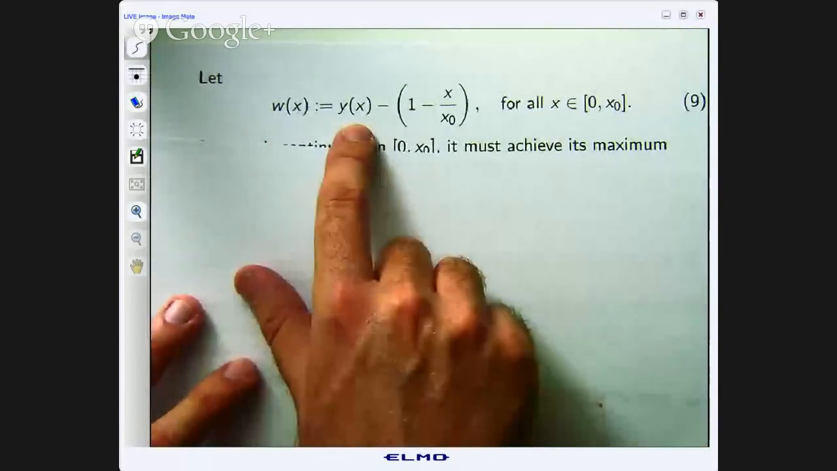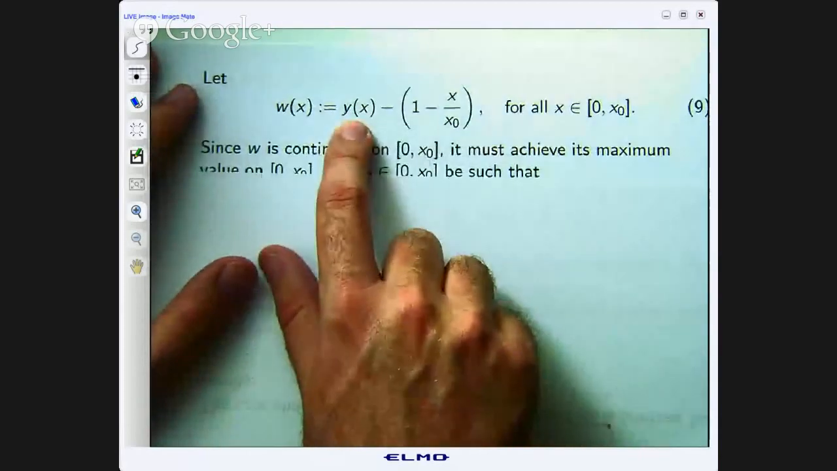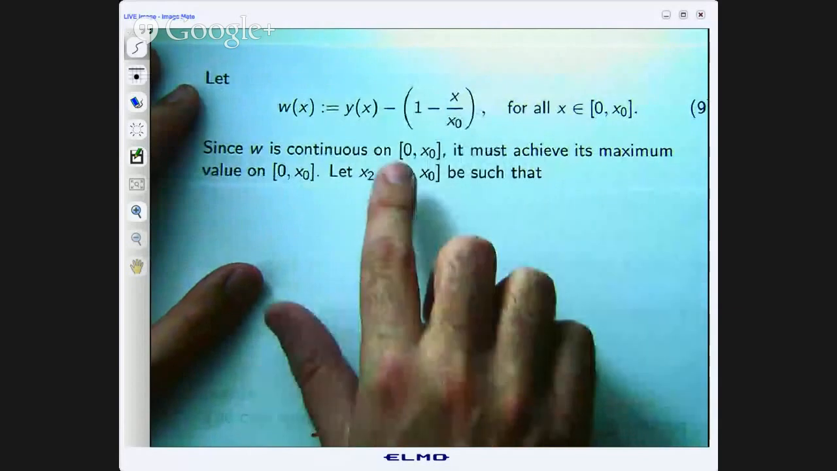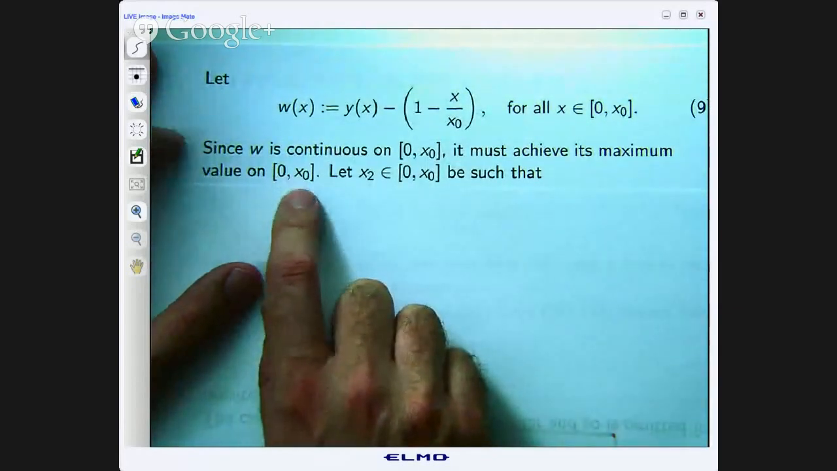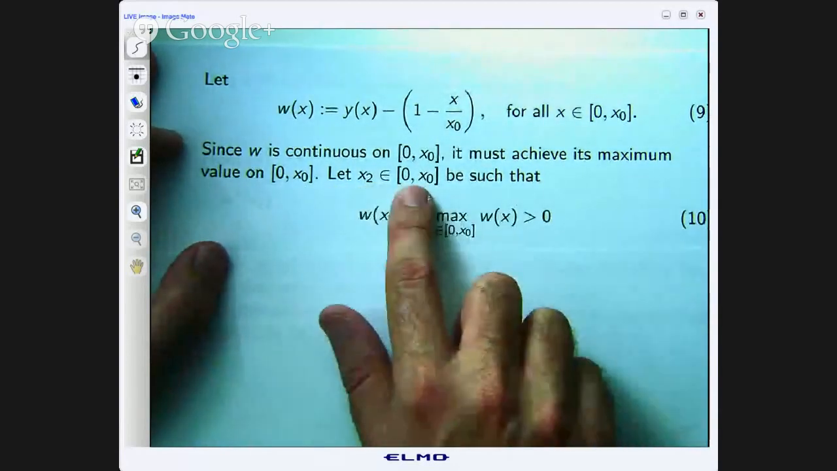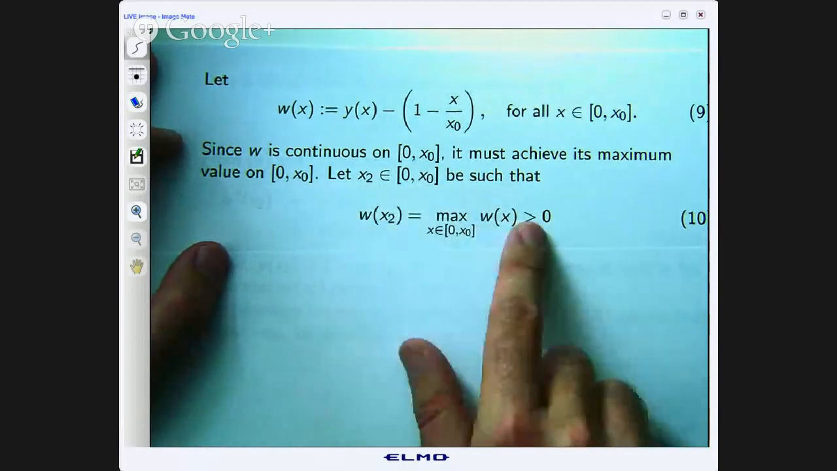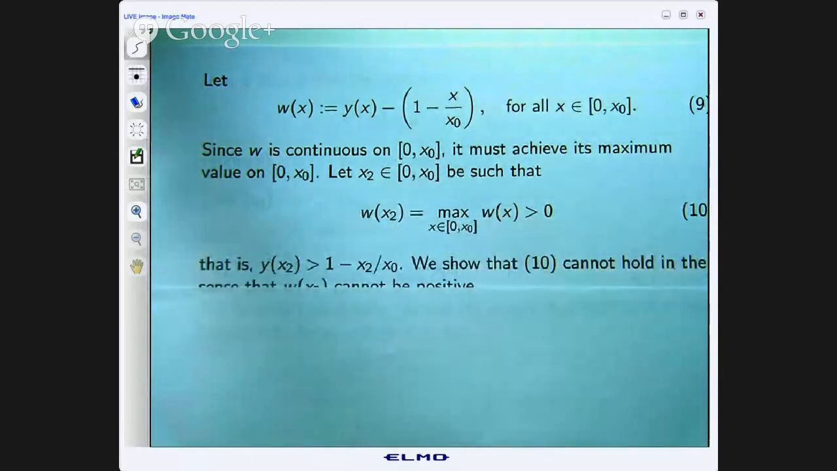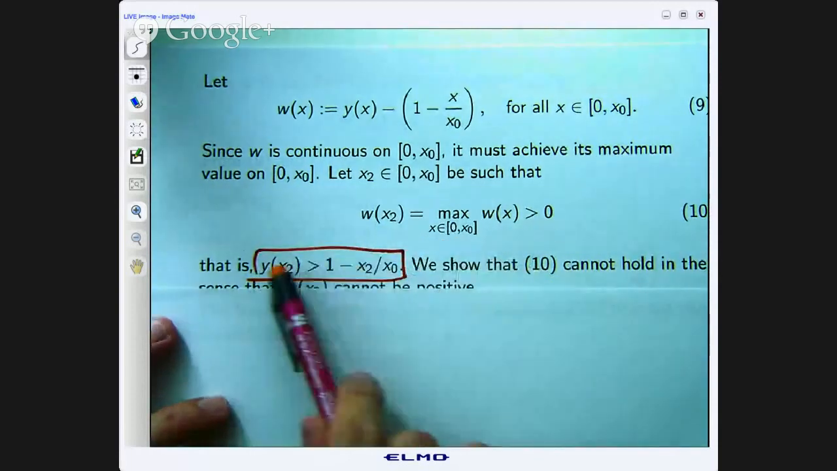Let W be the difference between these two functions. Again, this is a continuous function. This is a linear function, a straight line, so it's continuous. The W must achieve its maximum value on this closed and bounded interval. Okay, so let's let x2 be the point, which we know exists, in this interval, such that W has a positive maximum on the interval at that point.